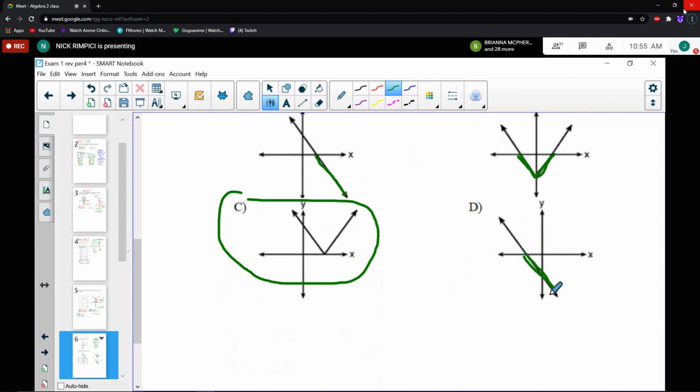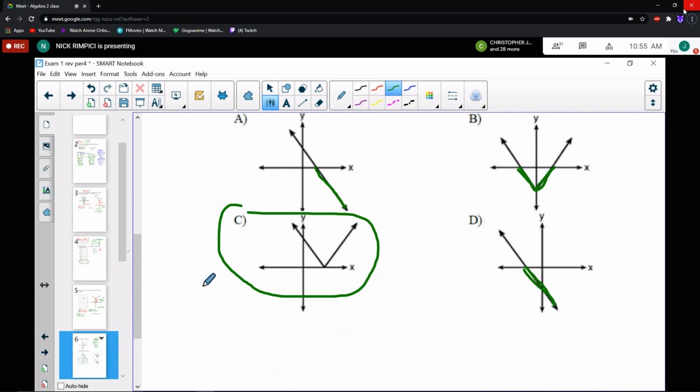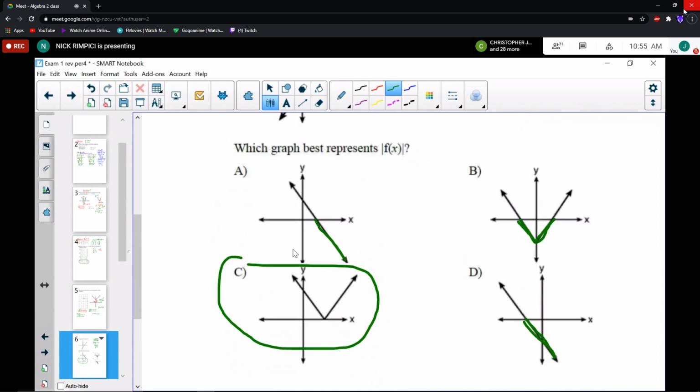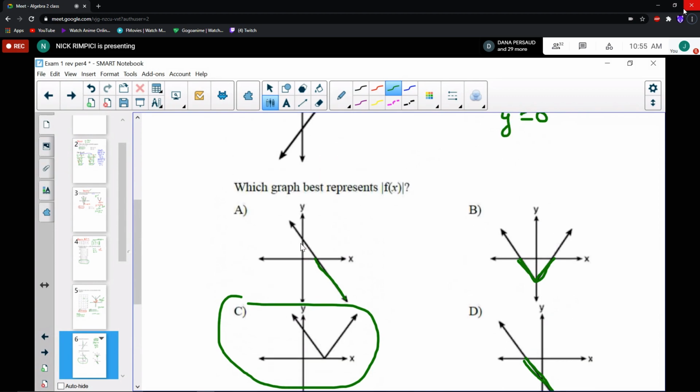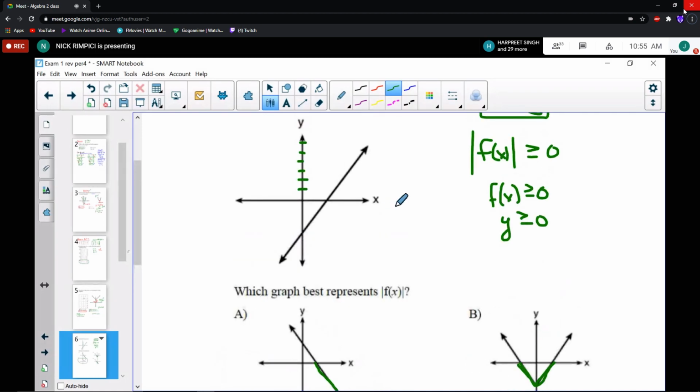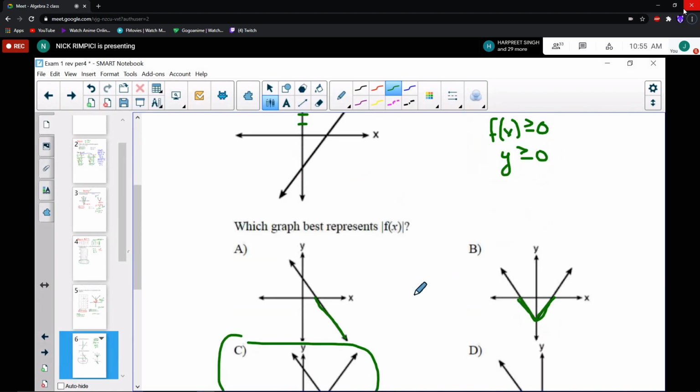This is negative, so it's not acceptable. So only C makes sense. Only C makes sense. Now, what I'm about to do is not necessary. I'm forcing this just to show you that the computer could be used, but this one was easier just to do conceptually.